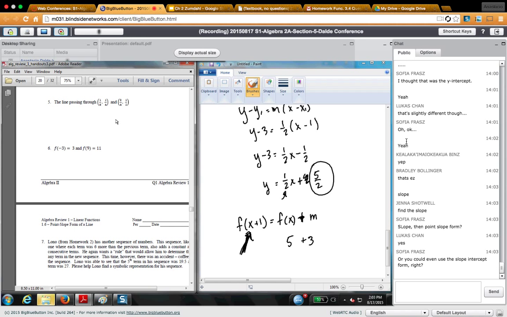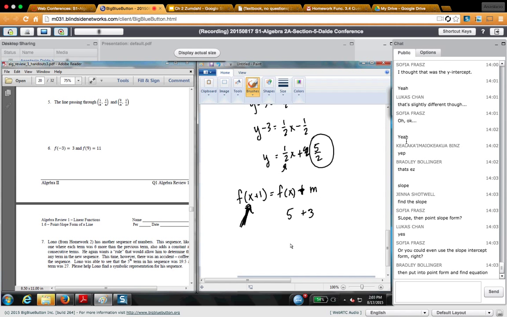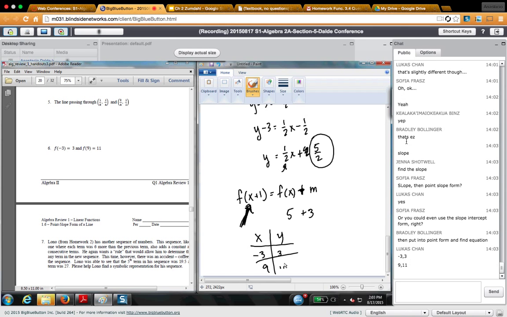All right, this right here, number 6, is actually a sneaky way of giving you 2 points. Because this is saying if I input x equals -3, the output will be 3. If I input 9, the output will be 11. So if I made a table, it would be -3, 3. This is input, this is output. And over here would be 9, 11. We cool with that?